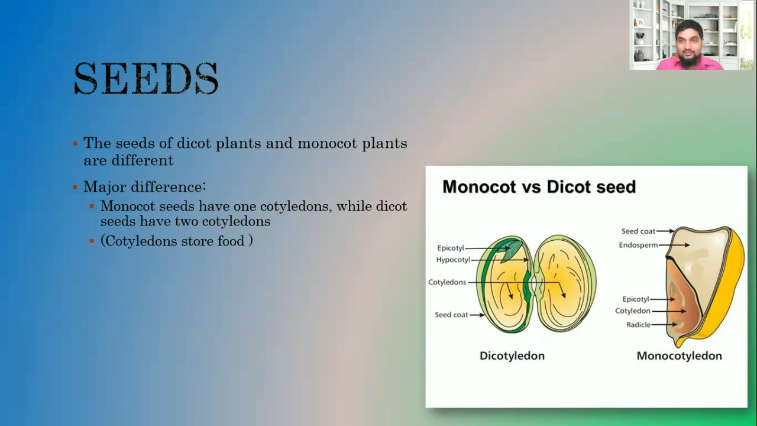But one of the major differences that you should be able to spot and identify is that the monocot seed has one cotyledon, and that is why it is called monocotyledon. Mono meaning one. The dicot, the prefix di, is referring to two. So the dicotyledonous seed has two cotyledons. And what's the purpose of the cotyledon? The main purpose of the cotyledon is to store food, and the stored food will be used during germination.